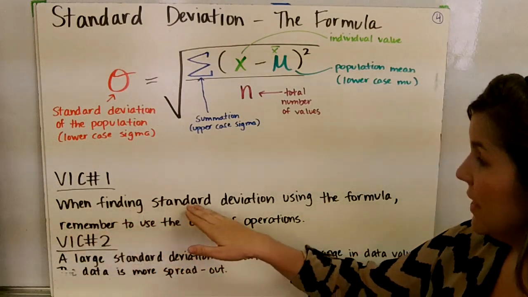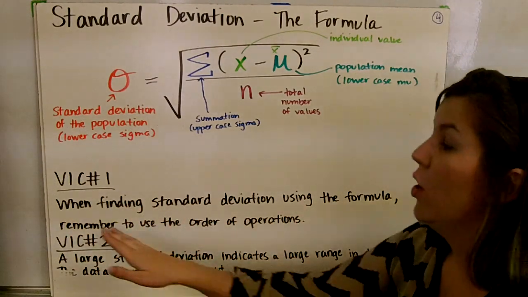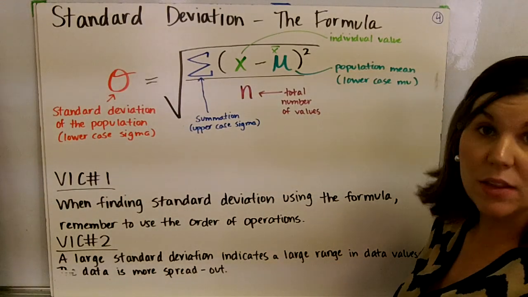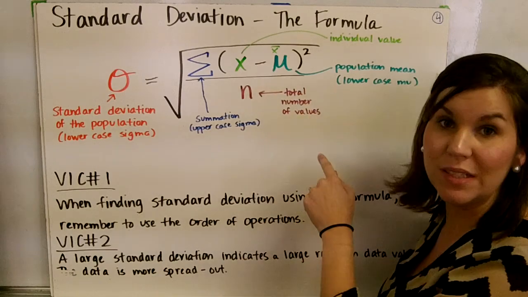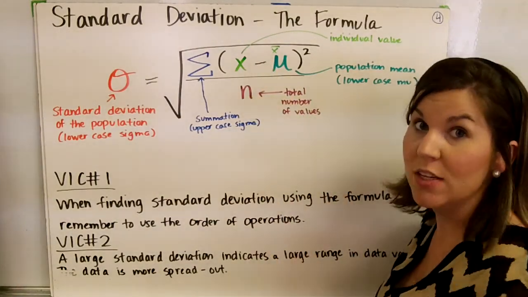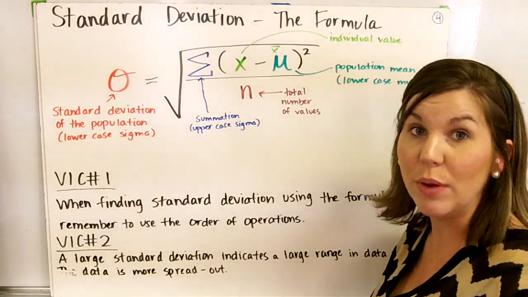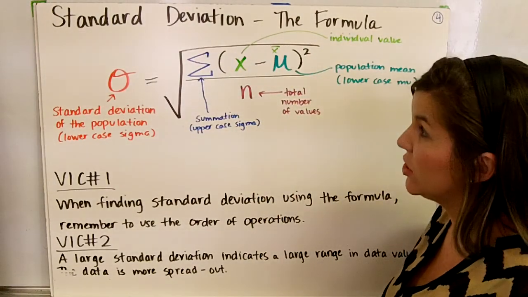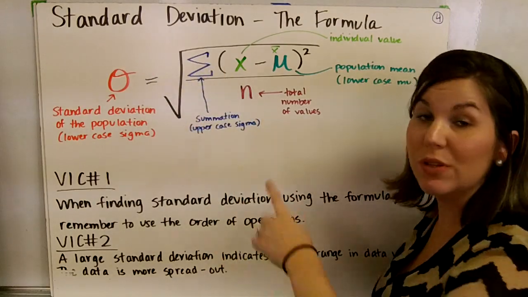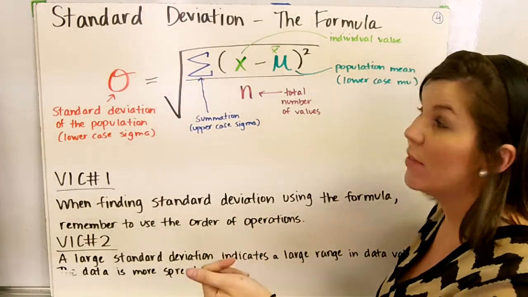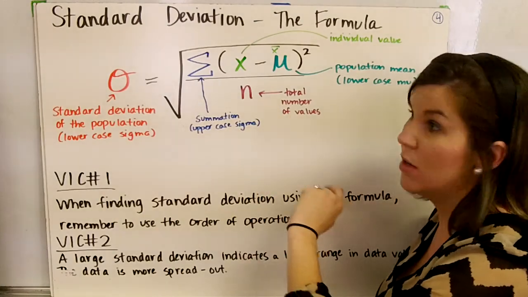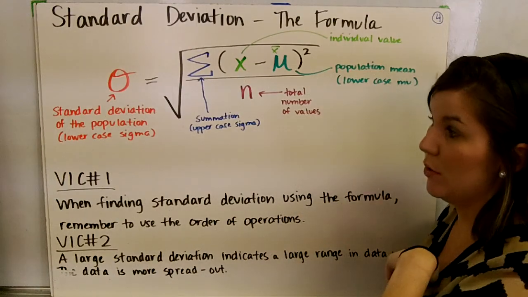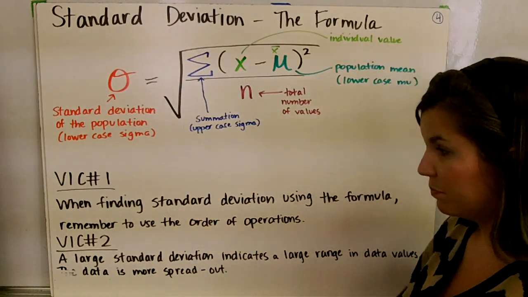Tip number 1, when finding standard deviation using the formula, remember to use the order of operations. So in the order of operations, we would do what's inside parentheses, so we subtract. So we found out how far our data was away from the mean. Then we're going to square them, so we squared each of those values. Then we'll do the summation, so add them all together and divide by the number of values. And then finally, we'll take the square root, so that would give us our answer.